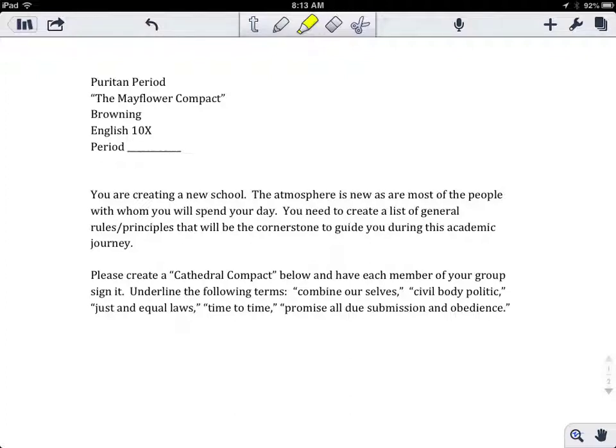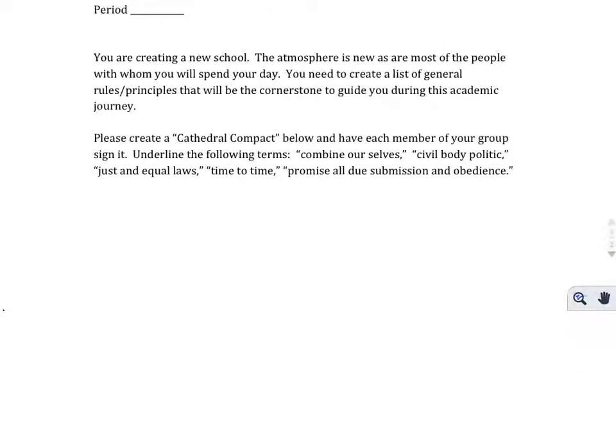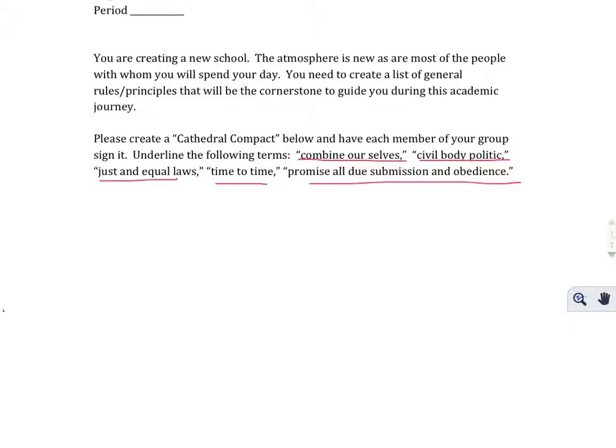And within this compact, I don't care the style you write in, but I want you to use these 4 terms: combine ourselves, civil body politic, just and equal laws, time to time, and promise all due submission and obedience. When you finish writing your document, notice I'm not giving you a word length. It can be brief, it can be lengthy. It's up to your group to determine what you want it to be. I expect the members of your group to sign it.